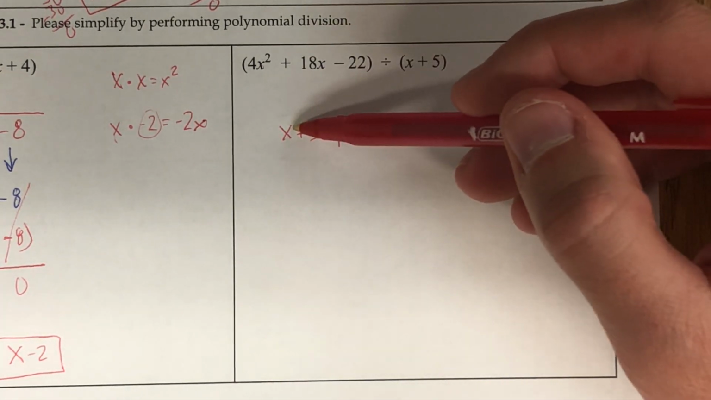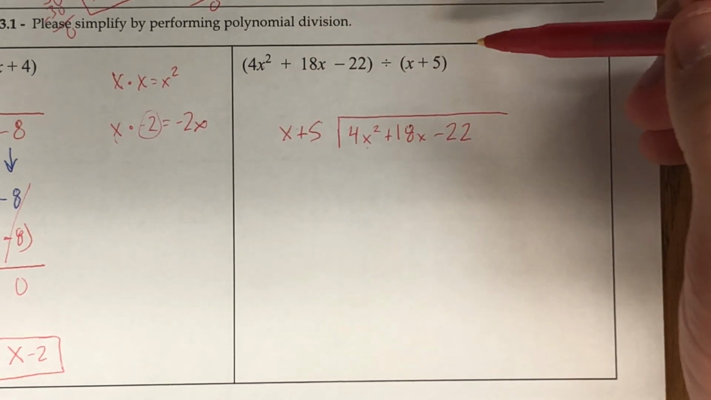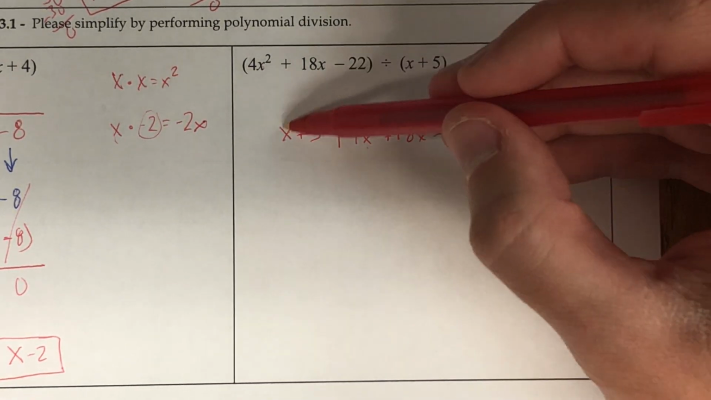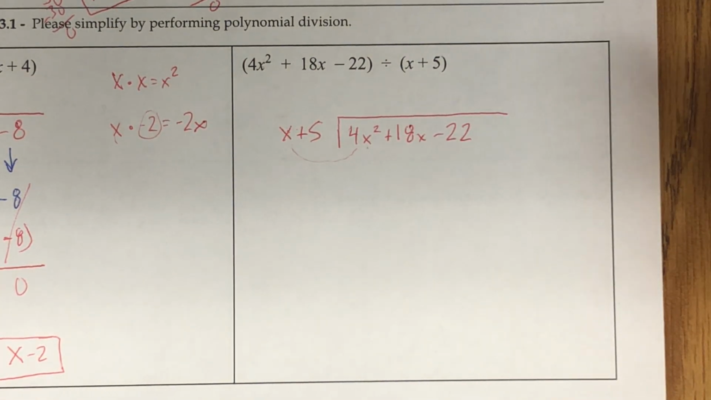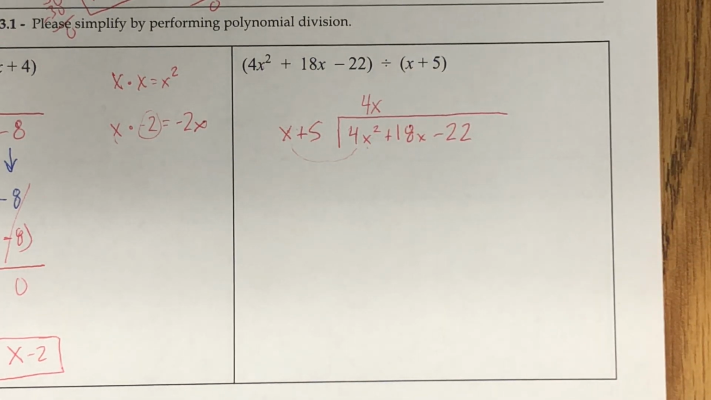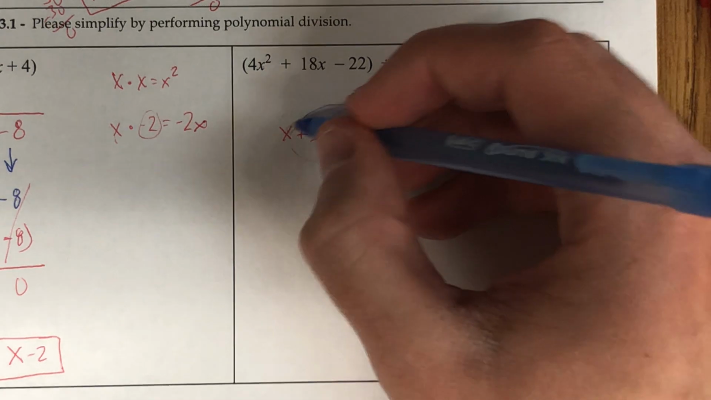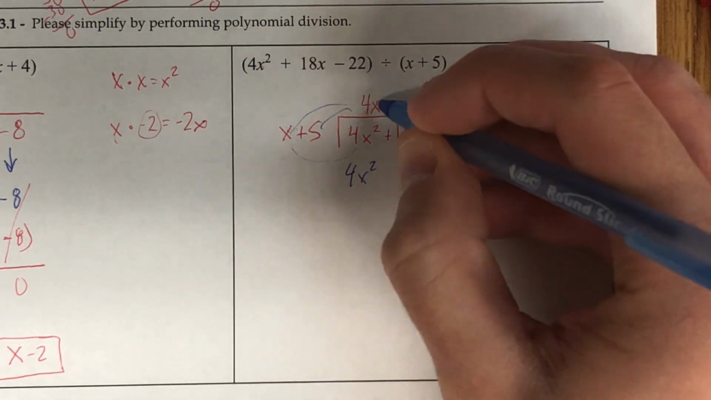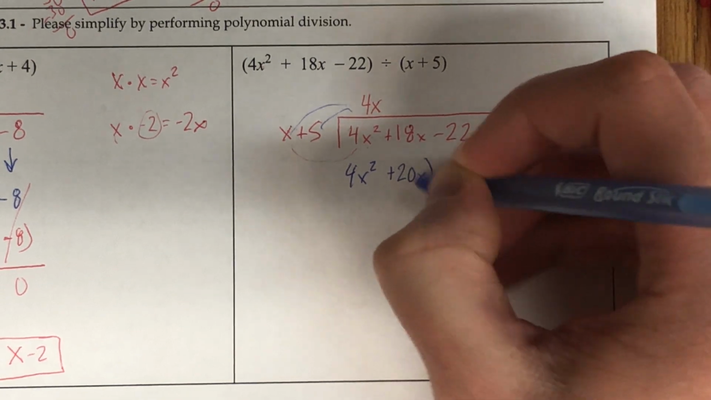So x, we need to figure out how many times x goes into 4x squared. Or in other words, what do I need to multiply x by to get 4x squared? Well, x times 4x gives me 4x squared. So that's what I need to do. I need to multiply 4x by each term. 4x times x is 4x squared. 4x times 5, well, 4 times 5 is 20, times x.